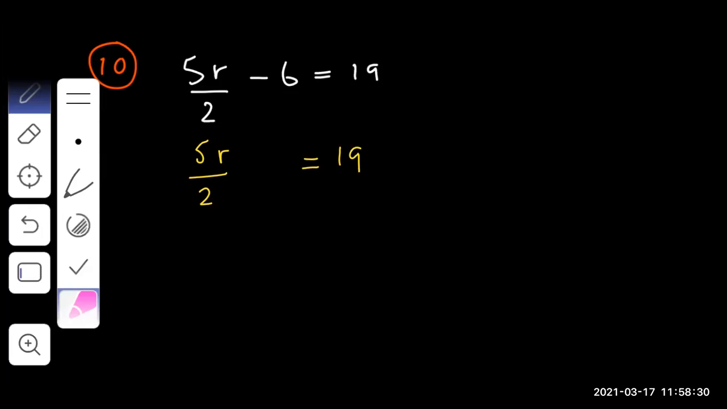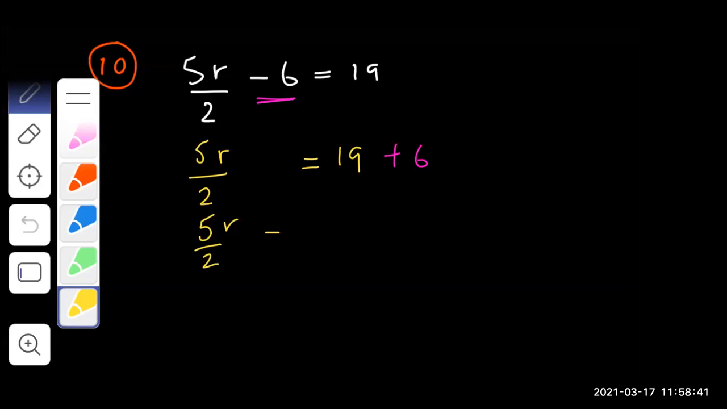And the only number that is bothering me is the negative 6. On the other side, it's going to be positive 6. Correct. Then, guys, let's simplify. 5r over 2 equals this. What is this equal to, guys? 25. 19 plus 6 is 25.